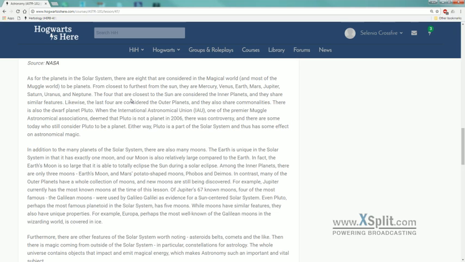There's also the dwarf planet Pluto. When the International Astronomical Union, IAU, one of the premier Muggle astronomical associations, deemed that Pluto is not a planet in 2006, there was controversy, and there are some today who still consider Pluto to be a planet. Either way, Pluto is a part of the solar system, and thus has some effect on astronomical magic.